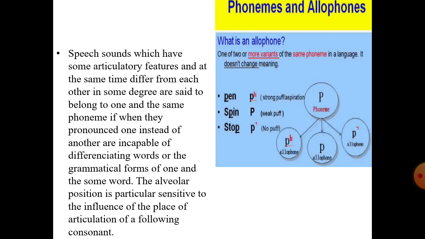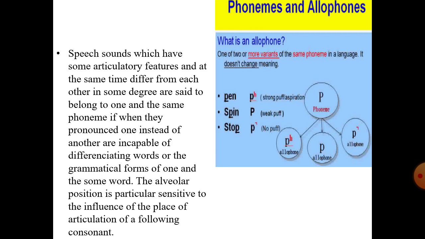The actual speech sounds pronounced by the speaker or reader are variants or allophones of phonemes. Speech sounds which have some articulatory features in common and at the same time differ from each other in some degree are said to belong to one and the same phoneme if, when one is pronounced instead of another, they are incapable of differentiating words or the grammatical forms of one and the same word.